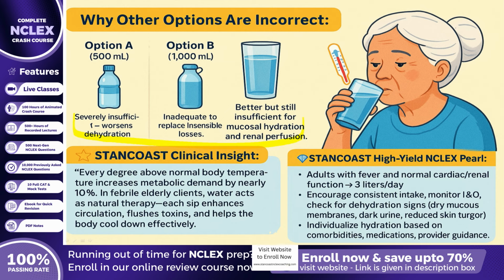Adults with fever and normal cardiac or renal function should aim for 3 liters of fluids per day. Encourage consistent water and clear fluid intake, monitor intake and output, and check for dehydration indicators, such as dry mucous membranes, dark urine, or reduced skin turgor. Always individualize hydration plans based on comorbid conditions, medication regimens, and provider recommendations.